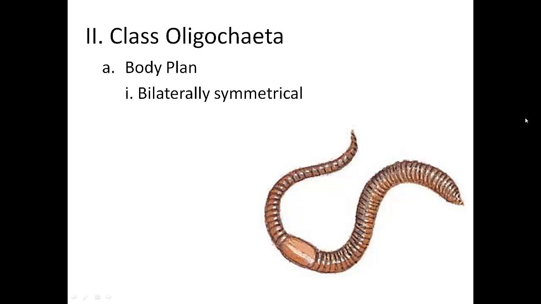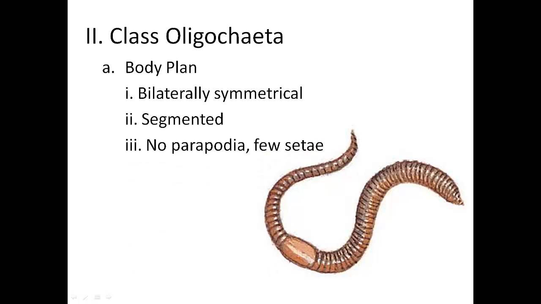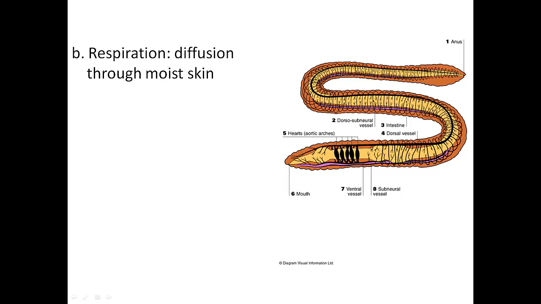In class Oligochaeta, these all are bilaterally symmetrical. They are segmented worms. They do not have fleshy protrusions, so no parapodia, and a few chaeta. If you were to look very closely at earthworms, you would see that they do have those little black bristles, but not a lot of them. Respiration occurs through the skin, and there needs to be moisture in order to exchange the gases.